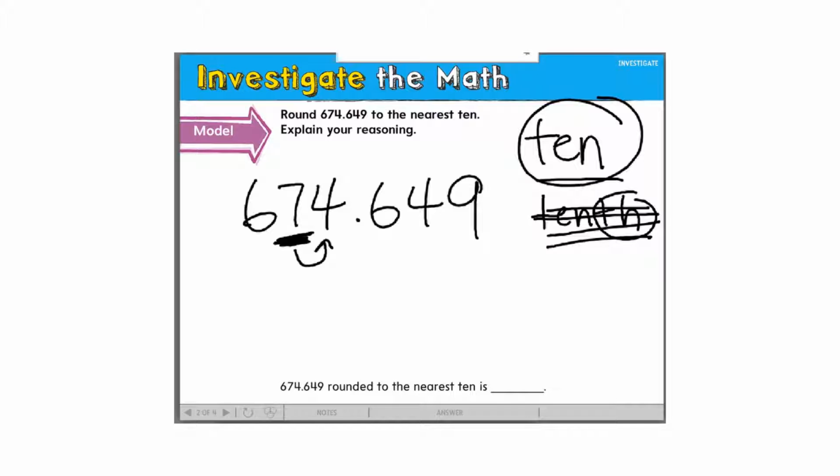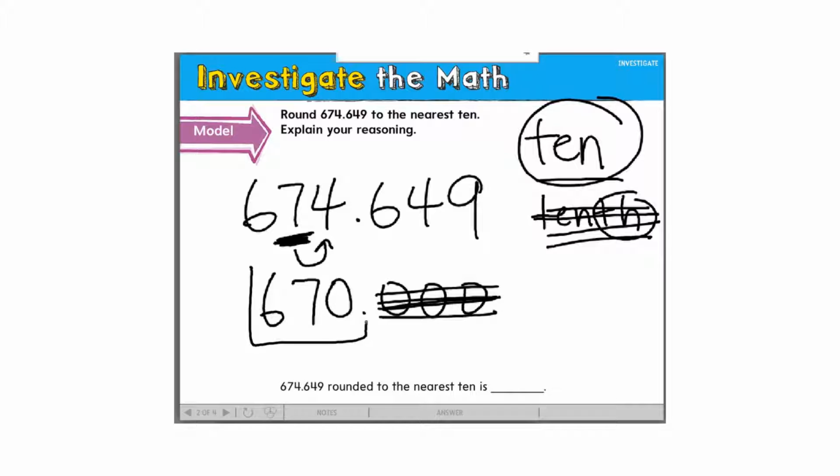What happens to the 7? Angelina? The 7 stays there because the 4 is lower. So the 6 stays the same. Anything before the underline stays the same, right? Then the number that's underlined is the only number that could change. In this case, it's going to stay at 7. Then the 4 is going to change to a 0. And everything after the decimal is just going to disappear because we don't need all of that. So then our final answer is 670.